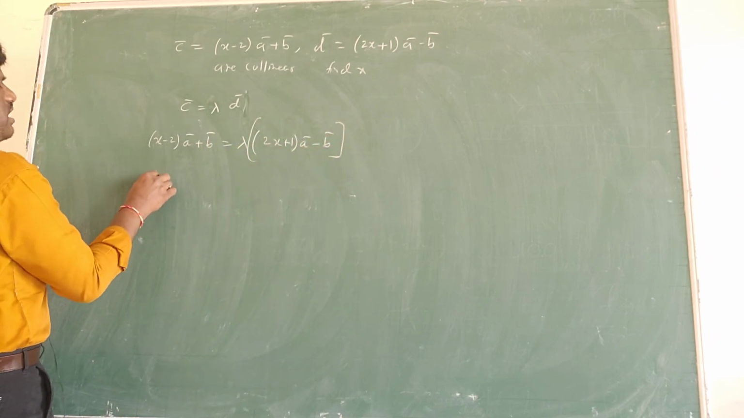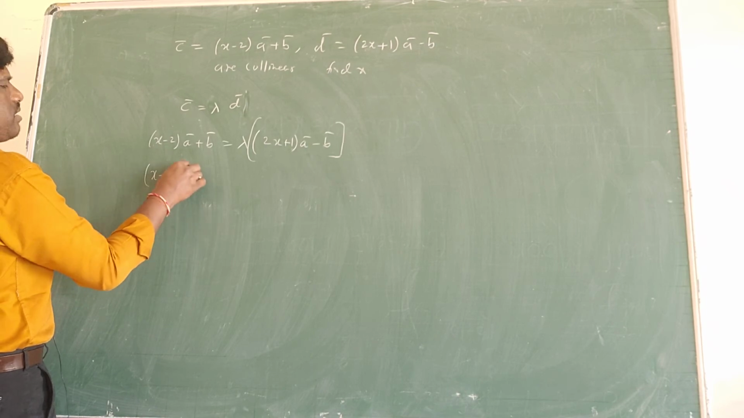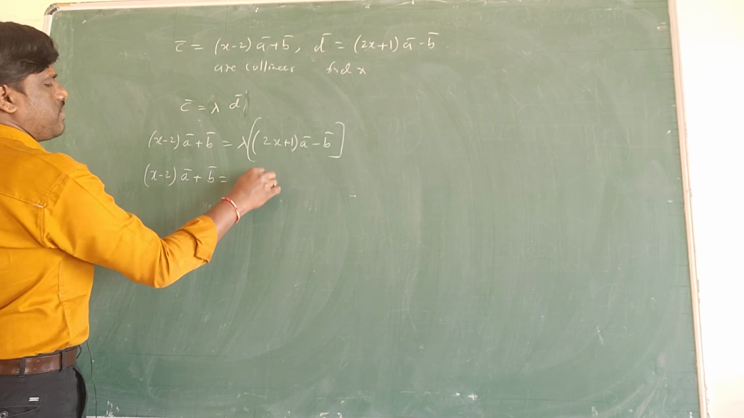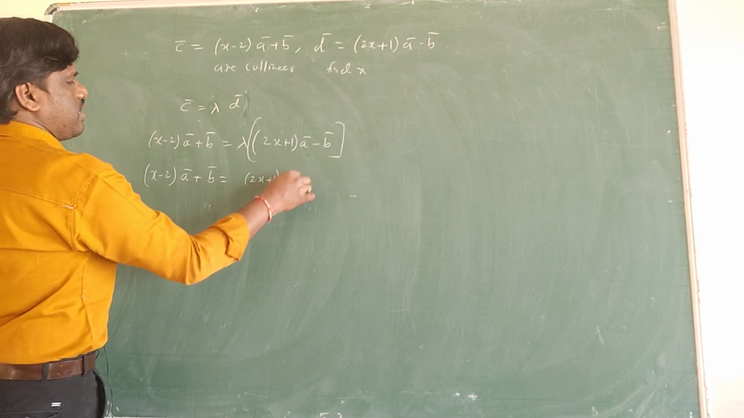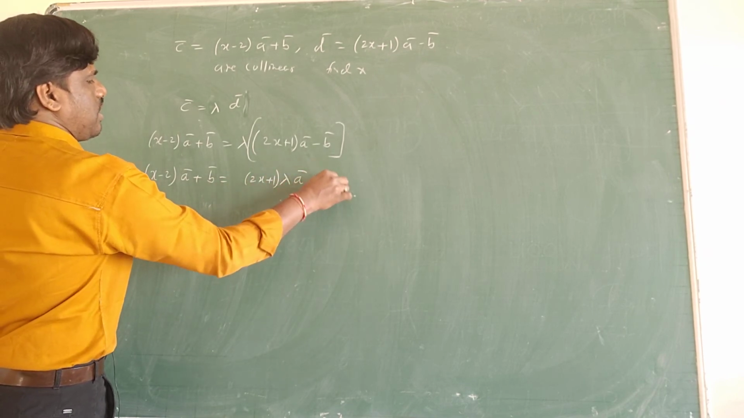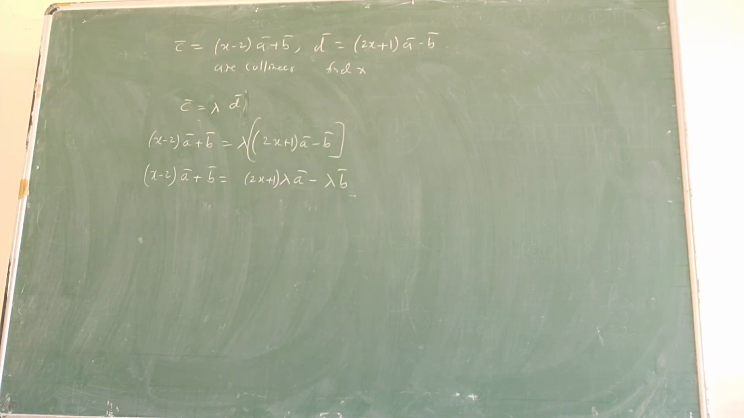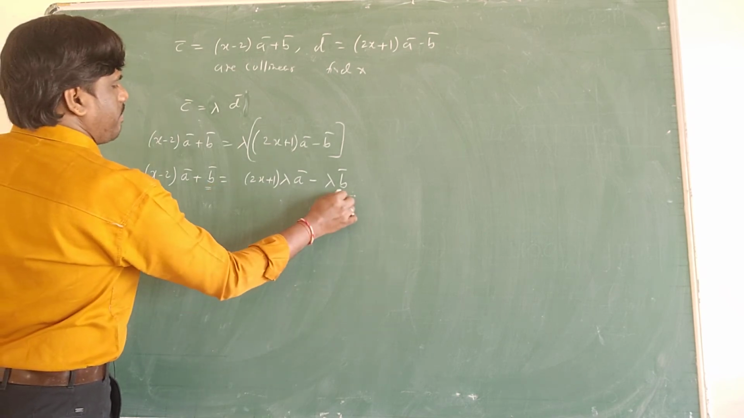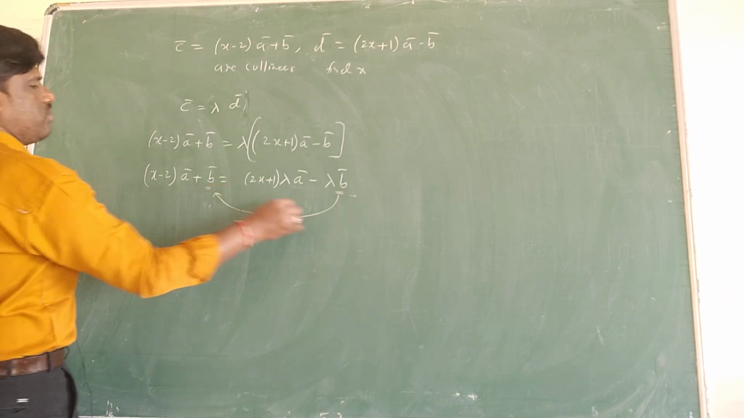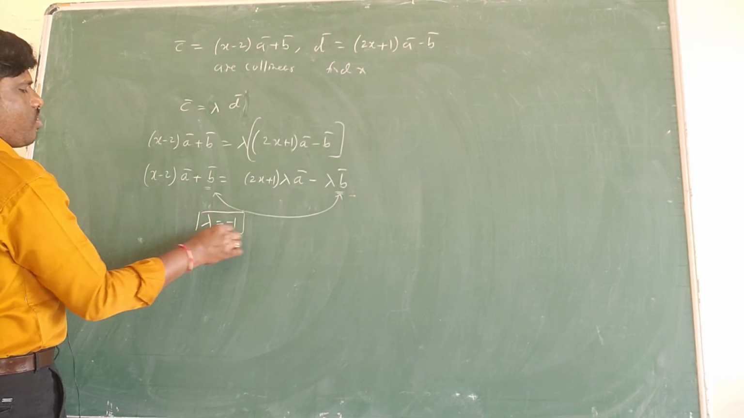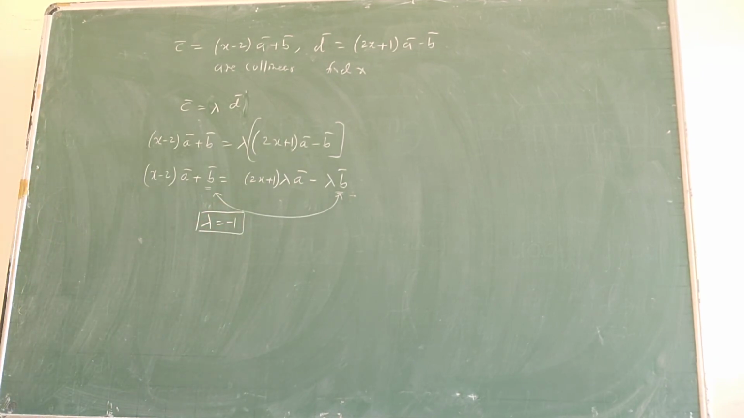So what I get here, x minus 2 into A vector plus B vector is equal to 2x plus 1 times lambda into A vector minus lambda into B vector. Now you have to find the lambda value first of all. So if you compare these both, you get lambda is equal to minus 1.